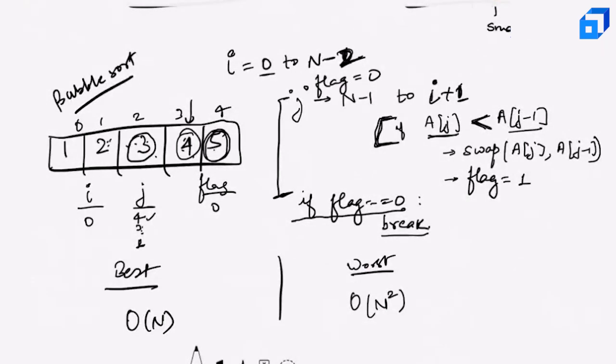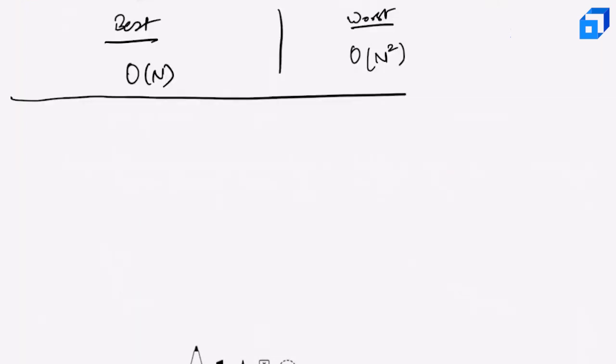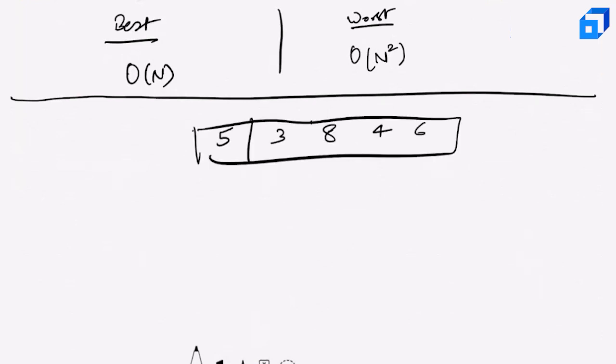Now let's look at how we make sure that even my selection sort, which is very greedy, can be modified somehow so that it also becomes best case order n. Let's see. Let's take some random input. So I had 5, 3, 8, 4, 6. Now the way selection sort works is you go from the beginning, you look at this, and you try to find the minimum element in the array.